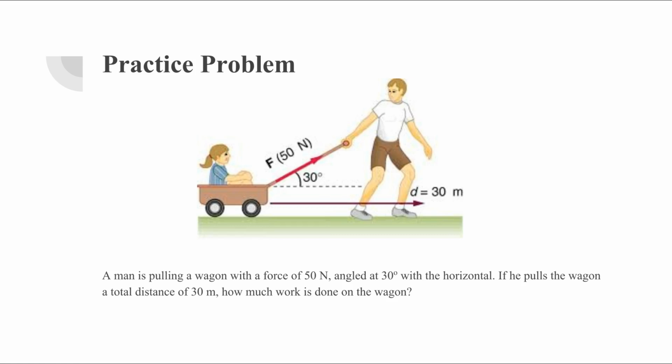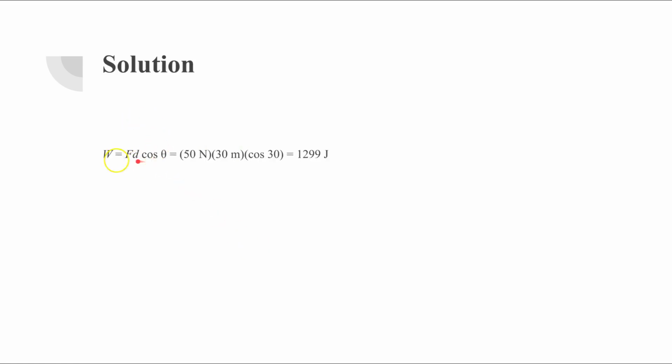All right. So this is basically a plug-in and solve type question. Work is F times d times cosine theta, which is equal to 50 newtons times 30 meters times the cosine of 30, which equals 1,299 joules. So that will be your work done on the wagon.